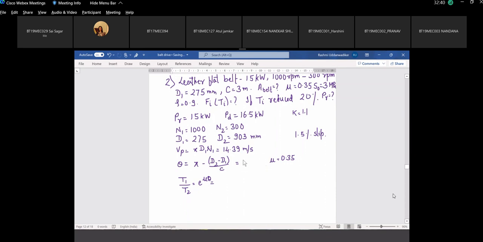2.93, 2.97 Bharti. Richa 2.93. We'll go with this 2.93 radians. Yes. Now give me T1 by T2. Sushmita, give me the ratio of belt tensions. This is e to the power mu theta by... Ratio of belt tension.